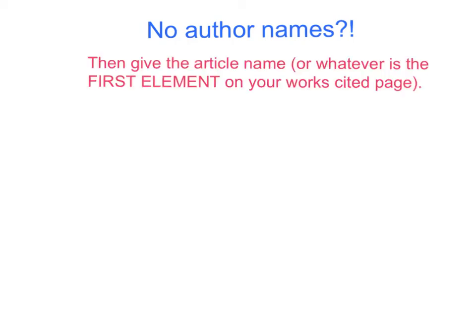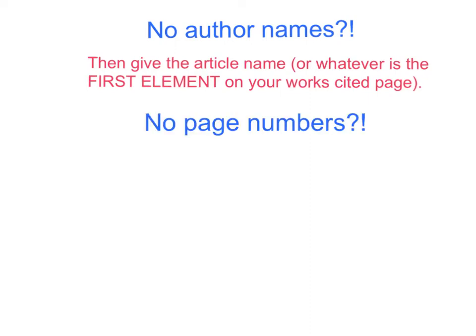As I record this video, I can hear your objections already. Fellas, we're not going to freak out. I can already hear you saying, but Ayers, I don't have any author names on my works cited page, or I don't have very many of them. Fear not. Here's what you do. Then just give the article name, or whatever happens to be that first element of the citation on your works cited page. So whatever comes on the top line, farthest to the left, that's what you cite in the parentheses along with the page number.